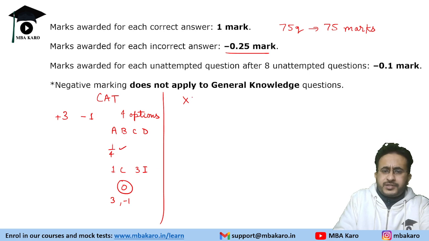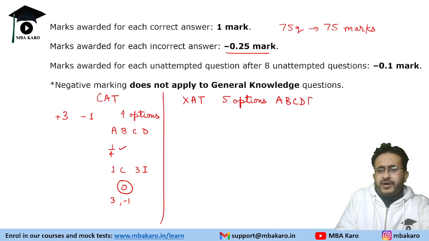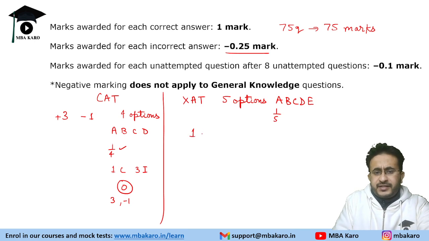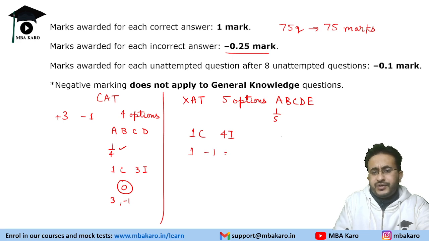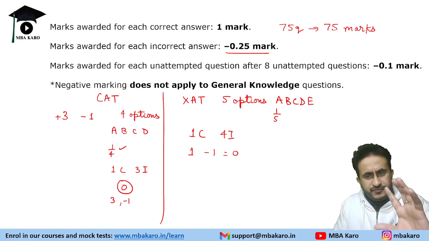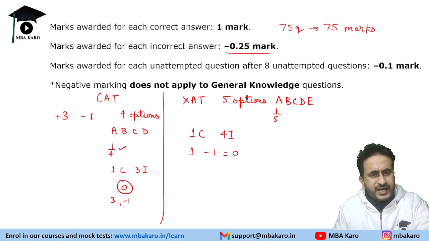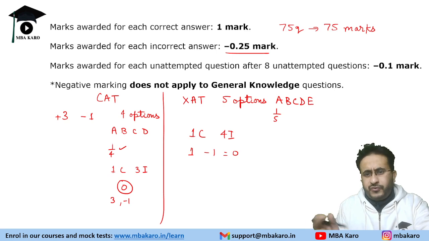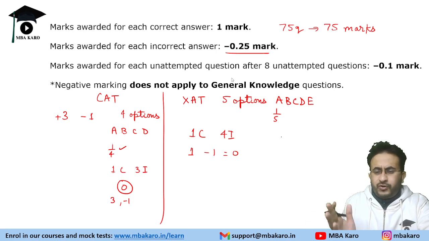Now XAT has 5 options: A, B, C, D, E. If you mark randomly, you have a 1/5 probability of getting it correct. Suppose you get one correct and four incorrect. Ideally you should get 1 mark for correct and 4 times 0.25 for incorrect, that is one. That will end up at 0. So to make the numbers even, if one statistically attempts all questions and gets a fair distribution, then they will end up at 0. For that purpose, they have this marking scheme. Not to worry about that.